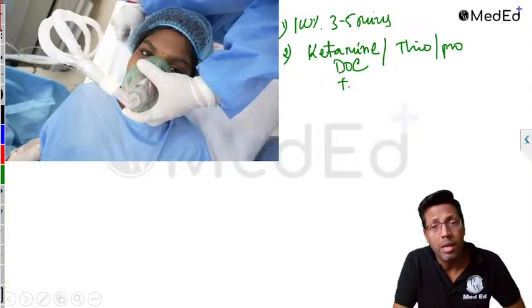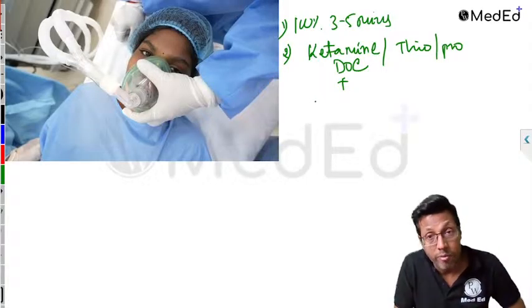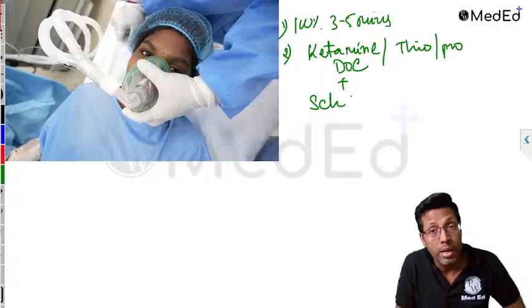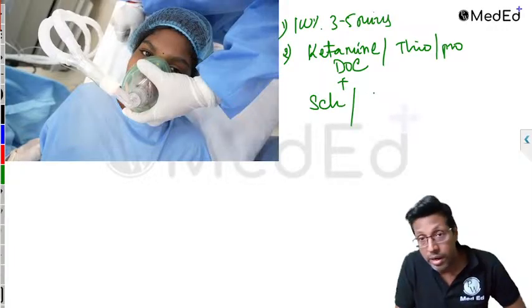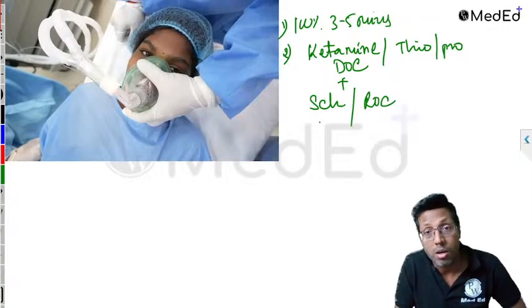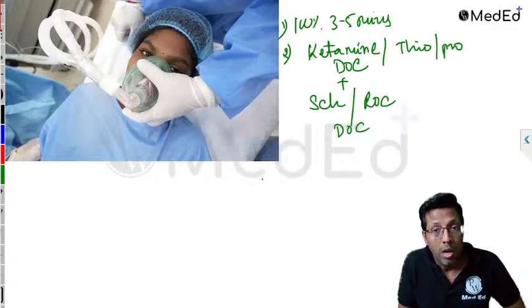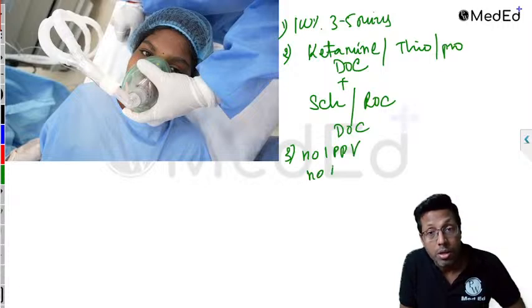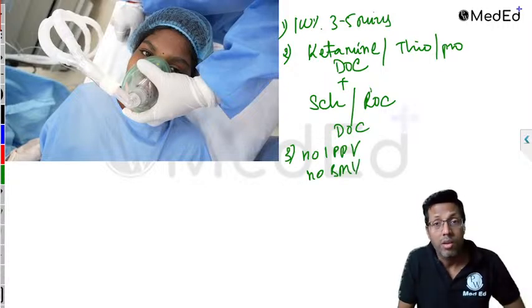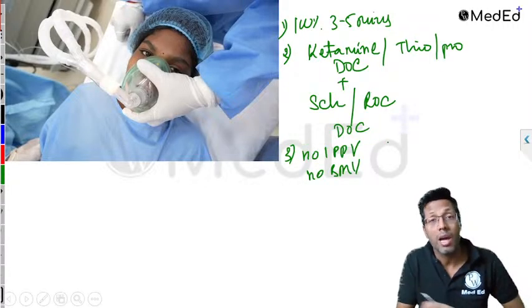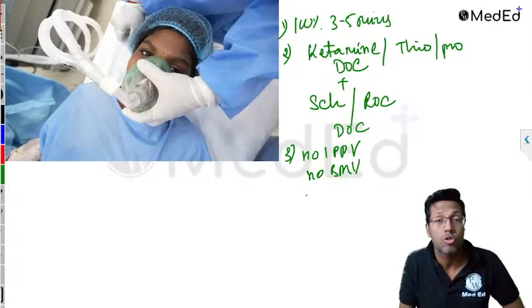And you give muscle relaxant immediately. And the fast acting, remember, fastest acting is succinylcholine, and where succinylcholine is contraindicated, rocuronium becomes the drug of choice. These two are the muscle relaxants of choice. And now remember, you had no IPPV, no bag mask ventilation. The problem is this: I have given a muscle relaxant, but I cannot do a bag mask ventilation, and that's why everything needs to be fast.